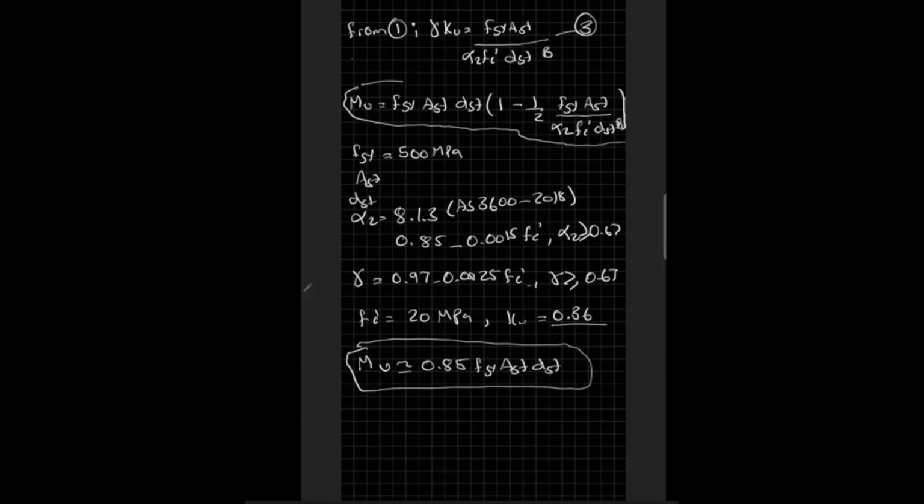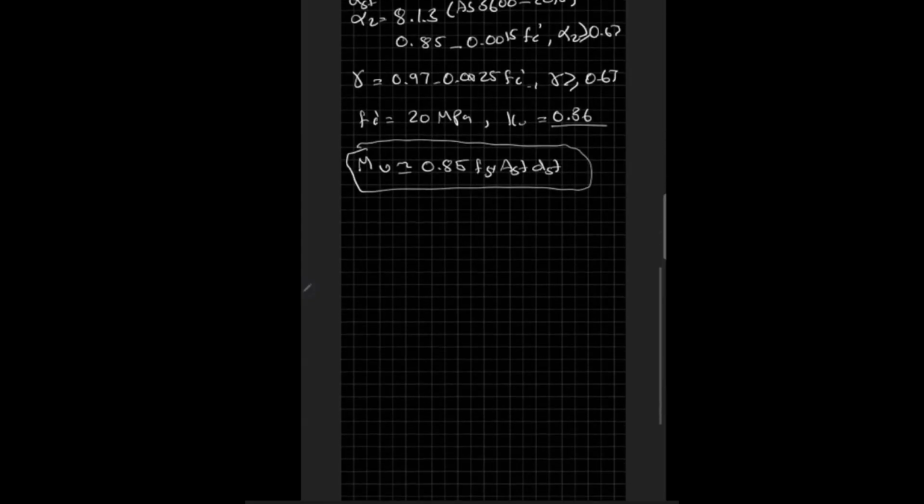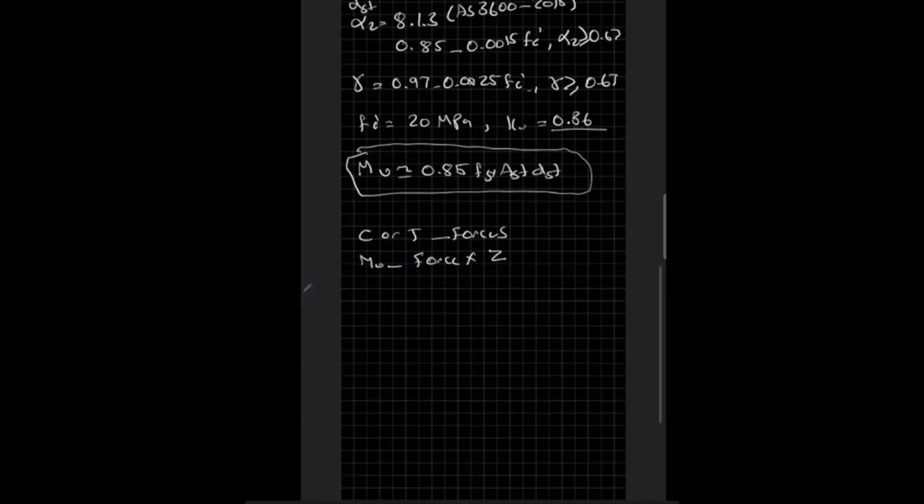Okay, so what did we learn from all of this? I think two things. Compression or tension are forces, and force is equal to stress times area. And the other thing we learned was the ultimate moment, Mu. And Mu is a force multiplied by the lever arm Z.